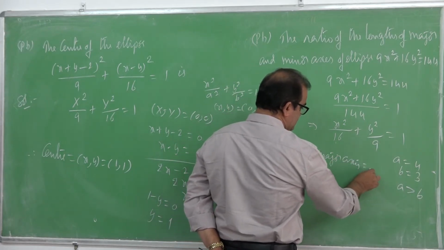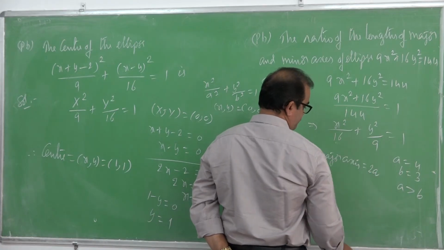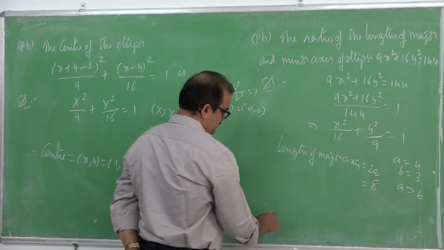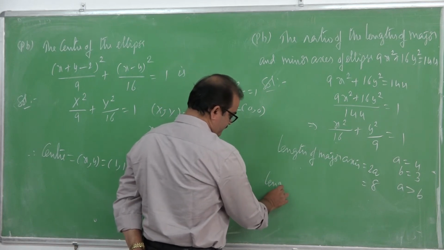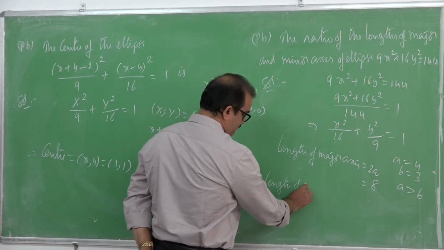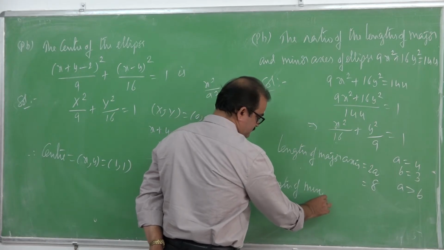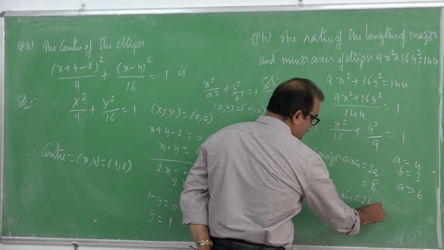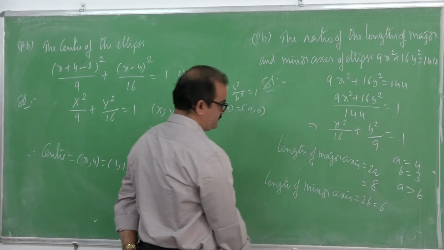Length of major axis is equal to 2a. What is 2a? 2 into 4, 8. Next, length of minor axis is equal to 2b, that is equal to 6.